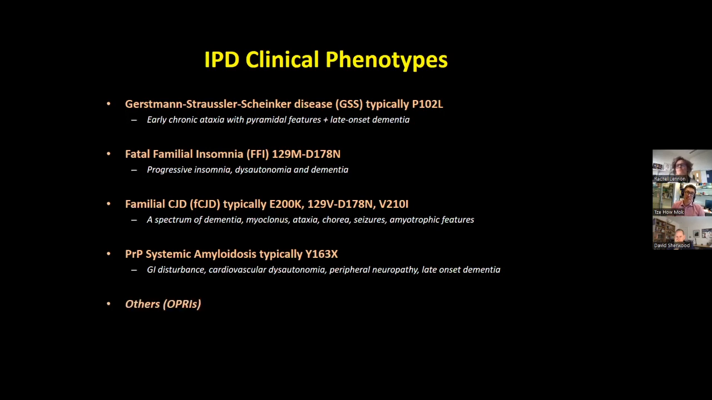And of course, there are the others, such as the octapeptide repeat insertions. The interesting thing about OPRIs, or the larger OPRIs, is that they can either present like familial CJD, again indistinguishable from sporadic CJD, or some of them present with long duration frontotemporal apraxic syndromes that can last 2 decades or more.